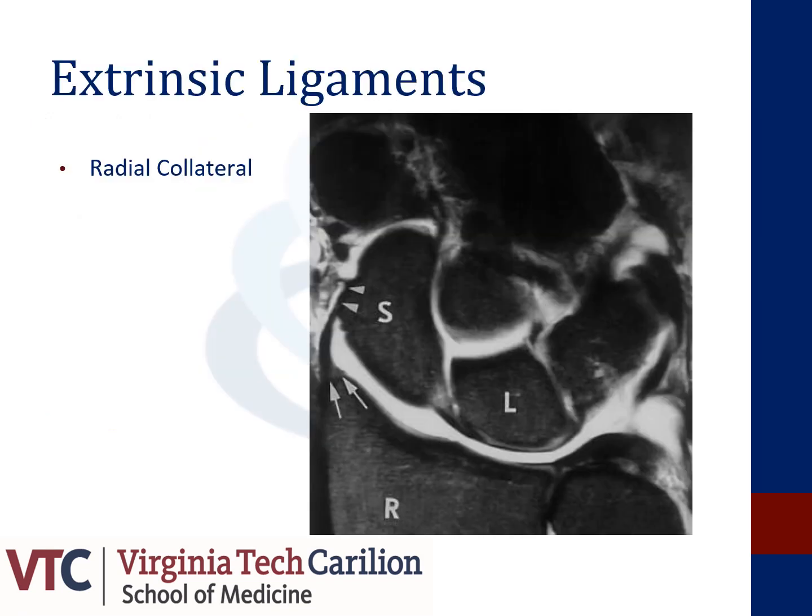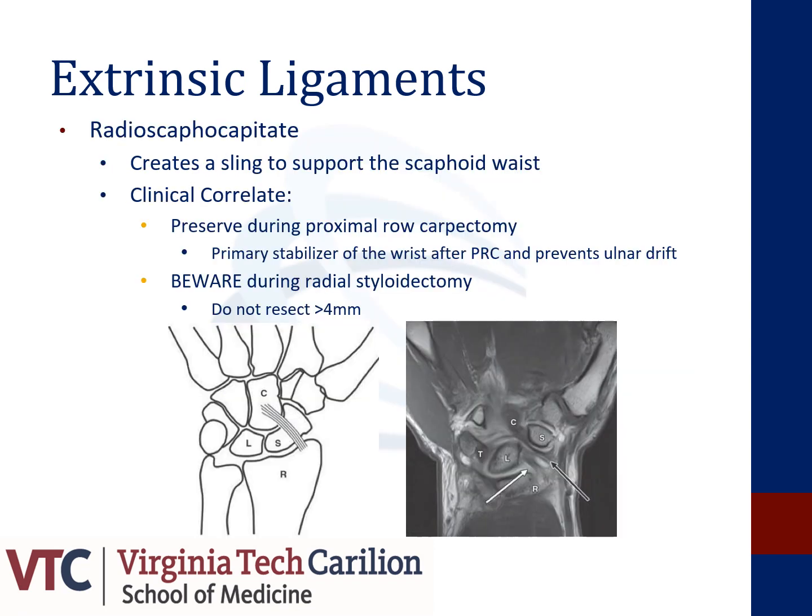The next couple slides will be focused on reinforcing particular ligaments and their clinical importance and their appearance on different imaging modalities. Here is the radial collateral ligament, and the handy arrows have indicated its origin on the radius and its insertion on the scaphoid. Next is the radioscaphocapitate ligament. It is a sling to support the waist of the scaphoid.